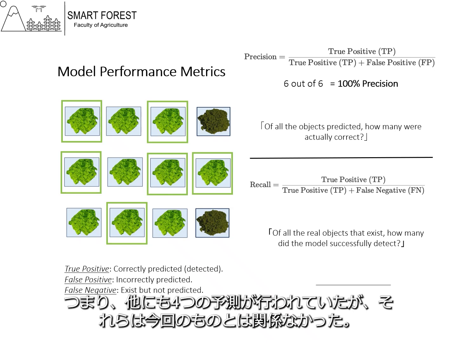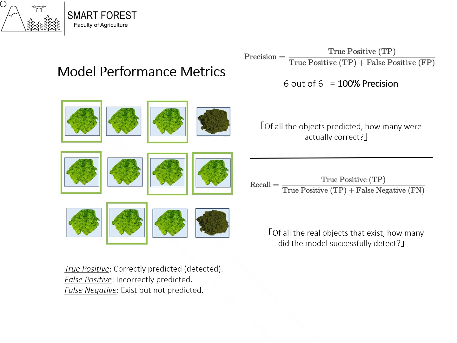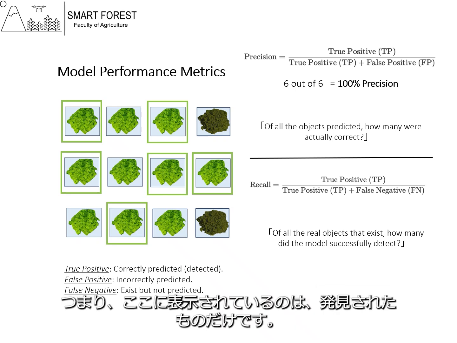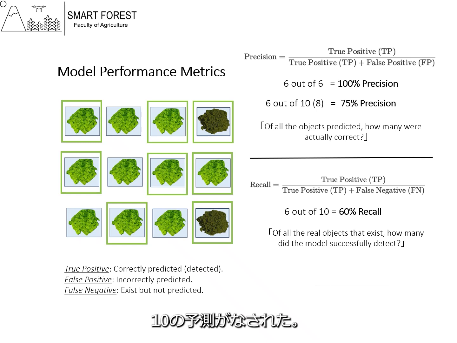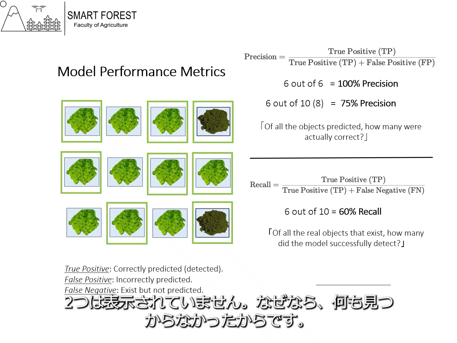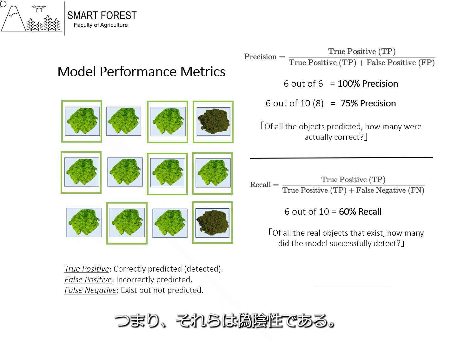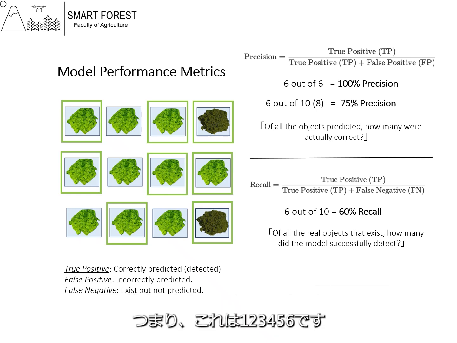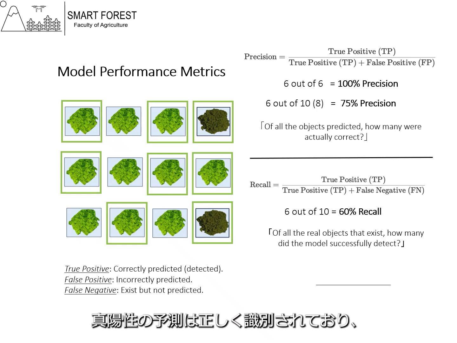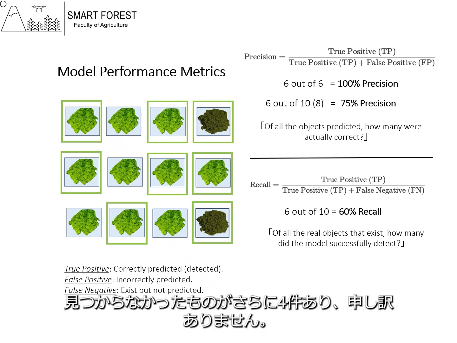There were 4 more trees that were not part of this. The model didn't find anything there, so only the ones that are found are shown here. So there are 10 trees in total. 2 are not shown because the model didn't find anything, so they are false negatives. And there are 6 that were found correctly, and 2 that were wrong, which are false positives. So these 6 predictions are true positives, correctly identified. There were 2 incorrectly identified, these 2, and there were 4 more that were not found.